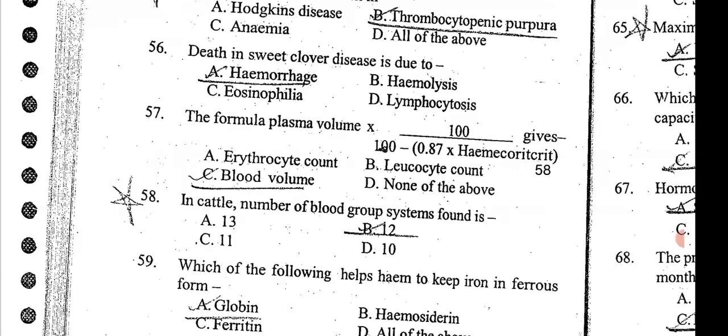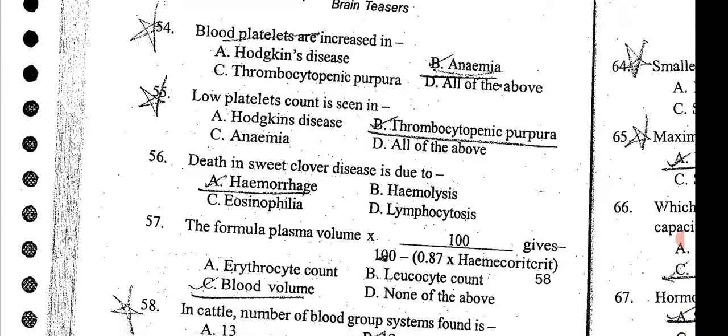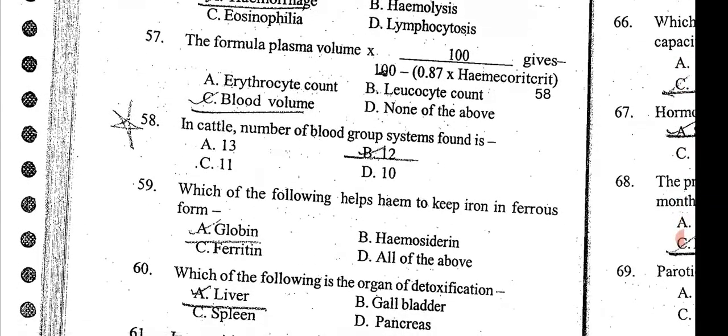Hemorrhages are observed in sweet clover disease that can cause death. Increased platelets are observed in anemia. Decreased platelets are observed in thrombocytopenic purpura. 12 blood groups of cattle have been found to date.